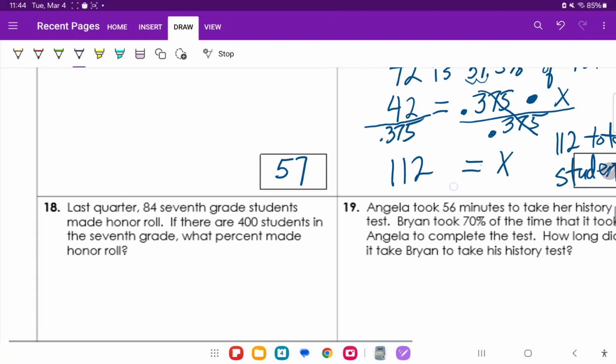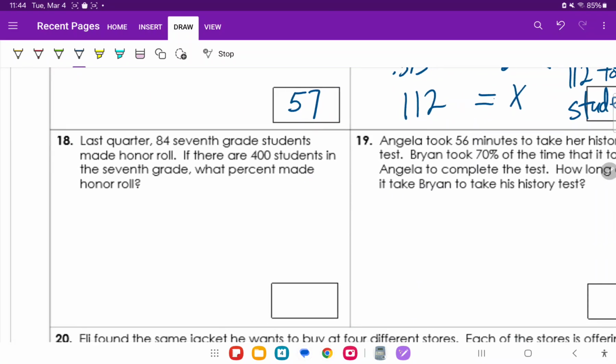Okay, so now on number 18, we're also going to do some division, but we're having to change it to a percent. So last quarter, 84 7th grade students made honor roll. If there's 400 students in the 7th grade, what percent made the honor roll? All right, so we write this out. 84 is what percent of 400? 84 is how many made the honor roll. 400 is the total. So 84 is what percent of 400?